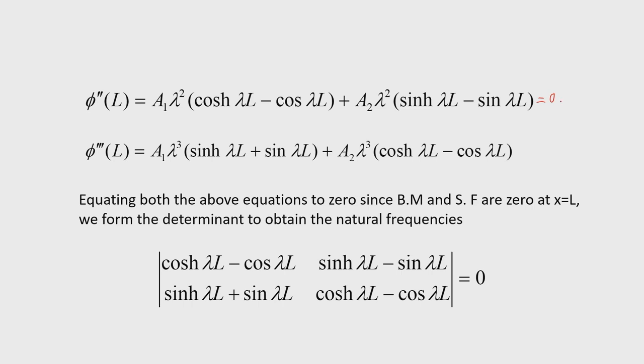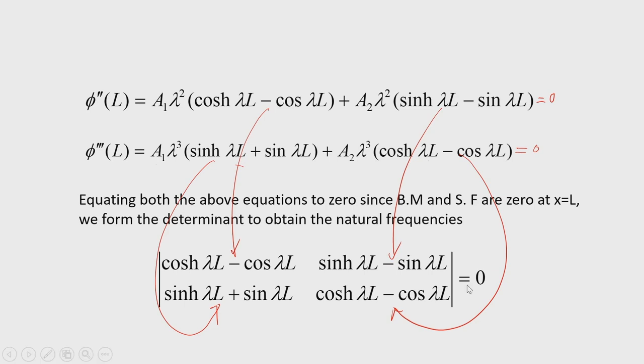So that is the bending moment here at the free end, x is equal to L, 0. Here shear force at free end, that is coming a1 lambda cube (sin hyperbolic lambda L plus sin lambda L) plus a2 lambda cube (cos hyperbolic lambda L minus cos lambda L), this is equal to 0. So again for non-trivial solution, we take the determinant of this matrix of the coefficient of a1 and a2 to be 0. So we are writing this coefficient. So this is coming here, this is coming here, this is going there, and again this is going here. So we are writing the determinant and equated to 0.